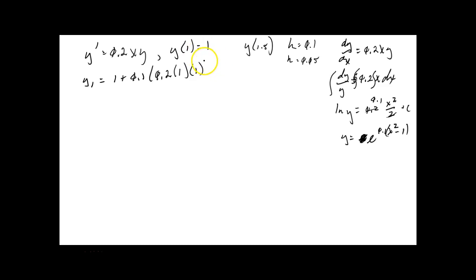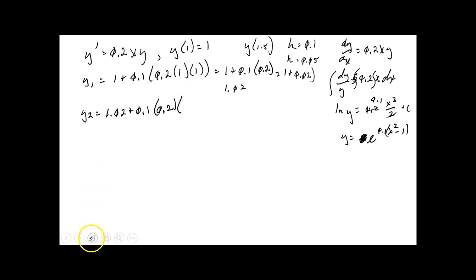I think that's all she wrote on this one. So this will be 1 plus 0.1 times 0.2, which is 1 plus 0.02, which is 1.02. Is that what their y1 was? Yes. Okay. Now, our y2 is going to be that y1, 1.02, plus 0.1 times 0.2 times your, okay, let me erase what I don't need over here.